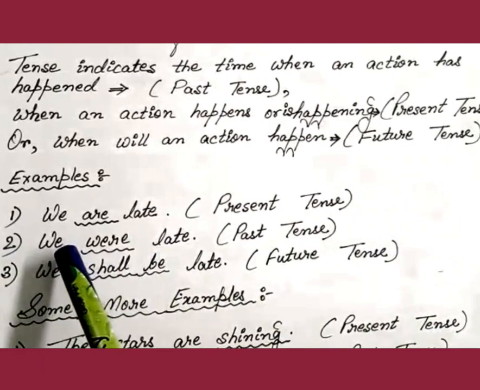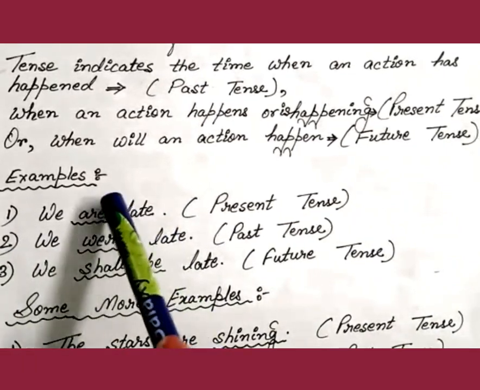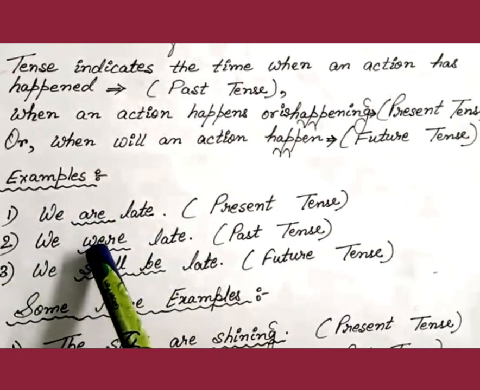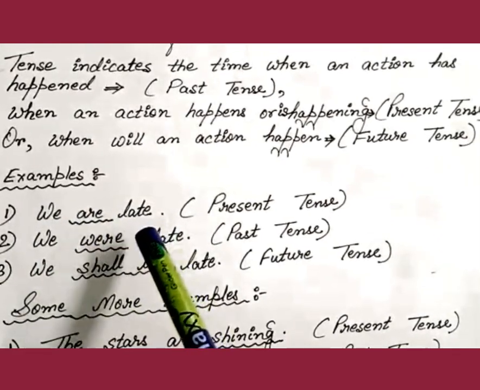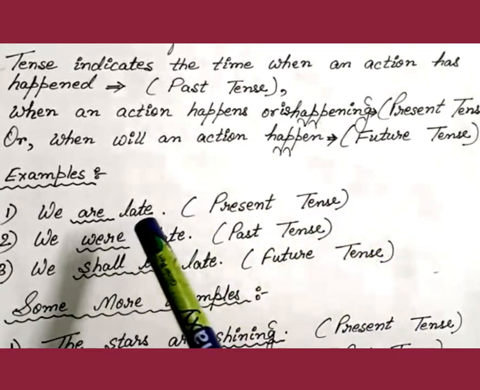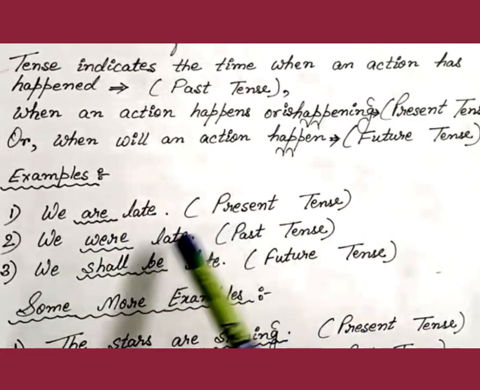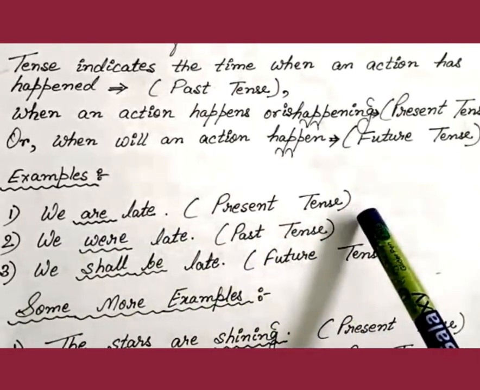The first example, let's read that. We are late. The form of a verb, are, tells you that the action that is taking place here belongs to the present tense. That is, the action is being done. The action is taking place now. We are late. So this is the present tense.